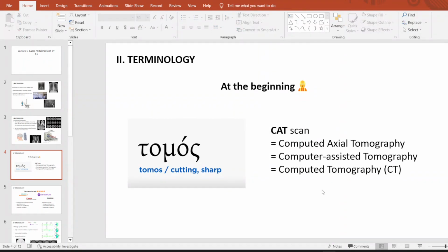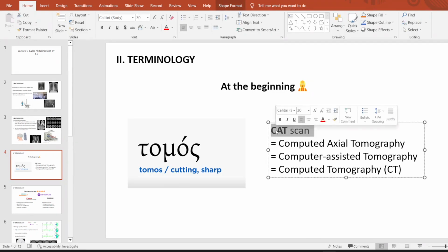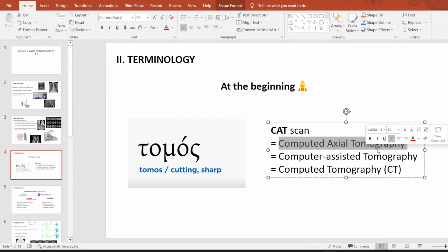Because in the early days of the CT era, CT wasn't named CT at all. It's simple. It was called, of course, by our great father of CT, Sir Godfrey Hounsfield, CAT, and this represented computed axial tomography.